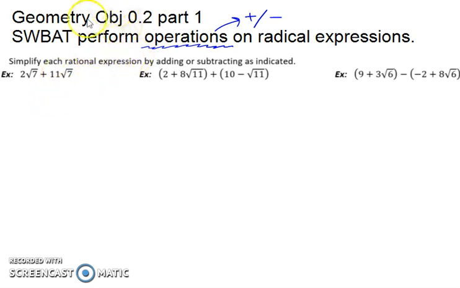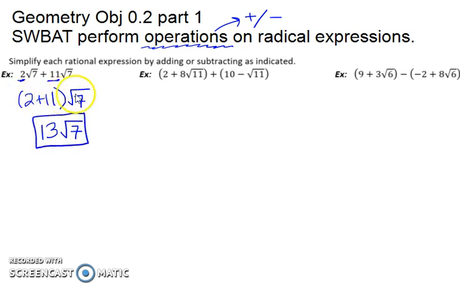And the way this works is you just combine the coefficients. So 2 root 7 plus 11 root 7 is 2 plus 11 times root 7. 2 plus 11 is 13, so this is 13 root 7. Now if you're looking at this and you're saying, I don't think I needed that middle step, I can just look at that and obviously 2 root 7s plus 11 root 7s is 13 root 7s, that's fine. This middle step is optional. I'm just showing it because it's the official way to do this.